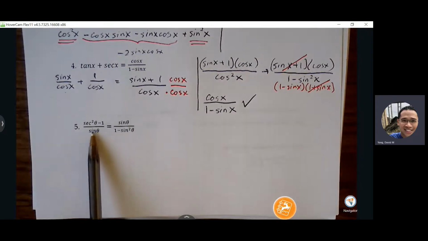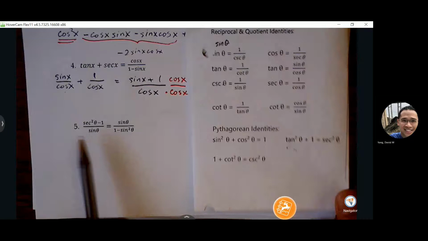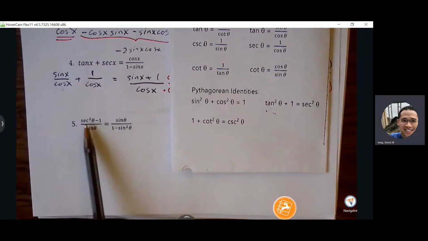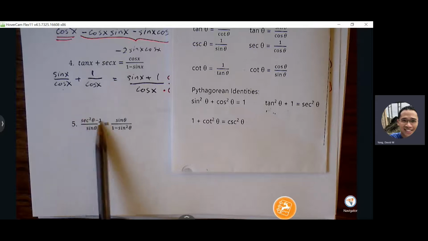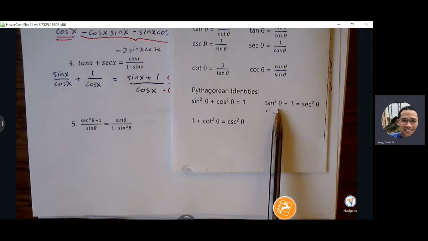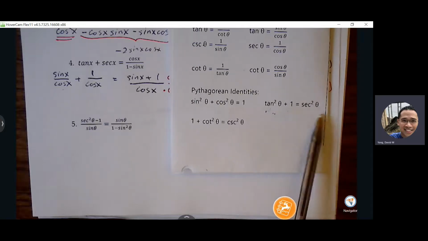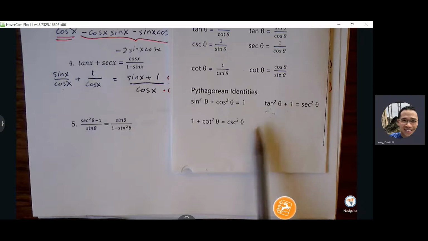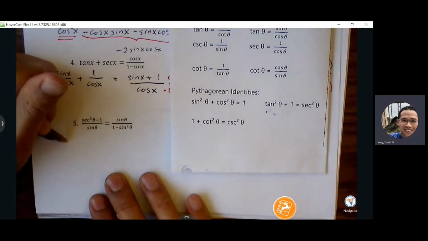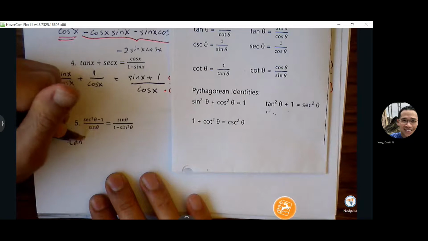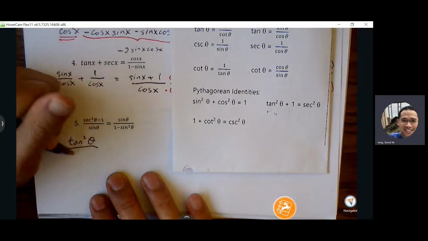Okay, we're starting on the left side and moving to the right side. I know I have to start with the left side. Does the numerator remind you of anything? I have an identity to work with here. I know that secant squared minus 1 is equal to tangent squared. So at least that gives me a starting point to work off of the left side.